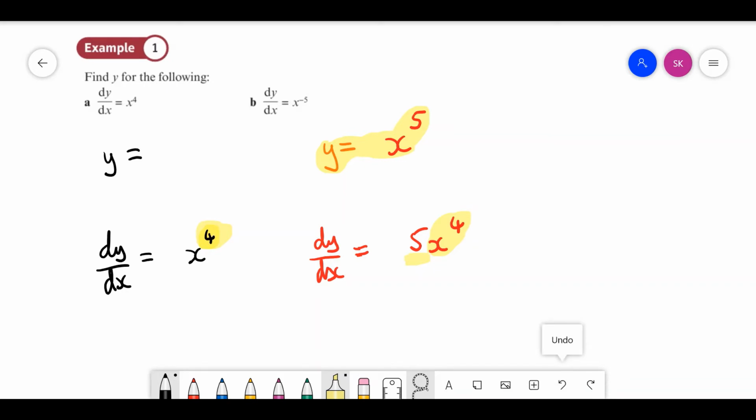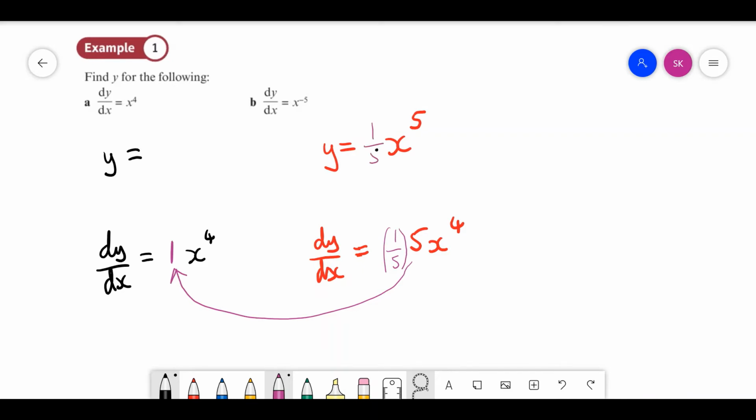Once you've figured that out, all you need to do is ask yourself, what do I need to times this constant by, this coefficient of x to the power of 4, so that it is the same as the one that I'm aiming for, which in this case is just 1. What do I times 5 by to make it into 1? I times it by 1/5. 1/5 times 5 is just 1. And so because the constant doesn't impact what happens when we differentiate, all I need to do is write this up here.